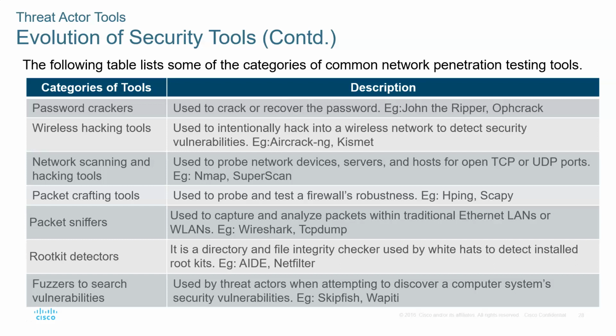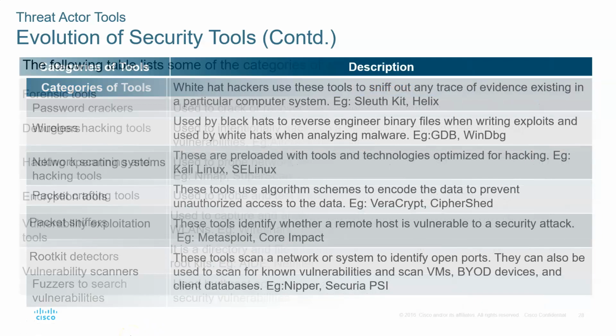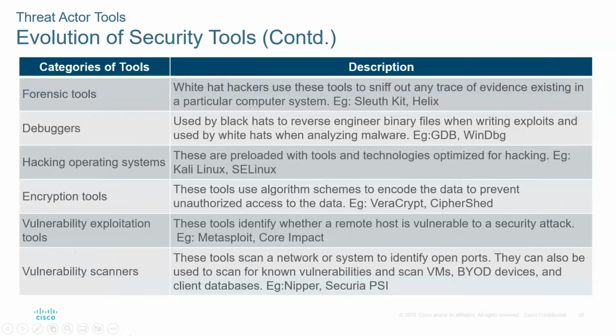This is used by threat actors to discover computer systems vulnerabilities. Then you got WAPT and SkipFish. A lot of these vulnerabilities, you can use vulnerability scanners. Okay, again, take another screenshot of this. Then you got the forensic tools. You got the Helix and the Sleuth Kit. These hackers use these tools to sniff out any trace of evidence existing in a particular computer system.